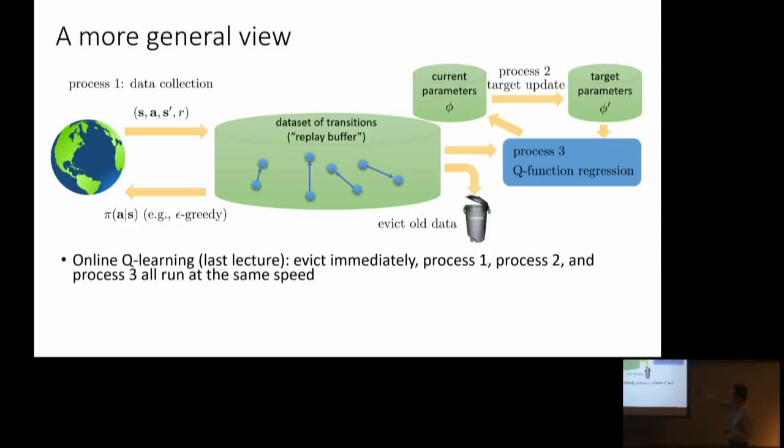So basically, this buffer has a size of 1. Every time you collect something, you throw out the previous thing. Process 1, process 2, and process 3 all run at the same speed in sync. And that basically gets you exactly online Q-learning.